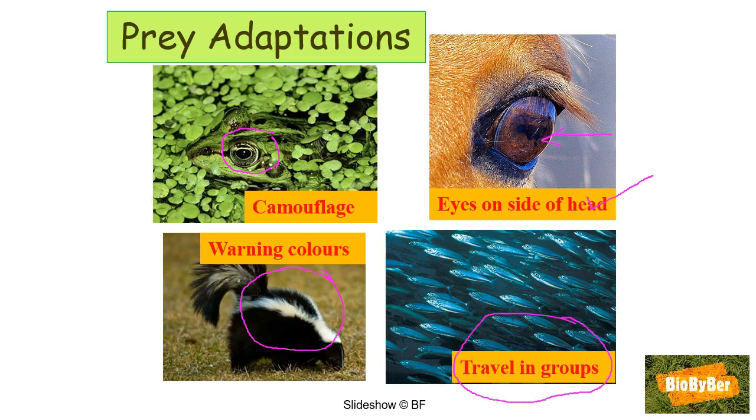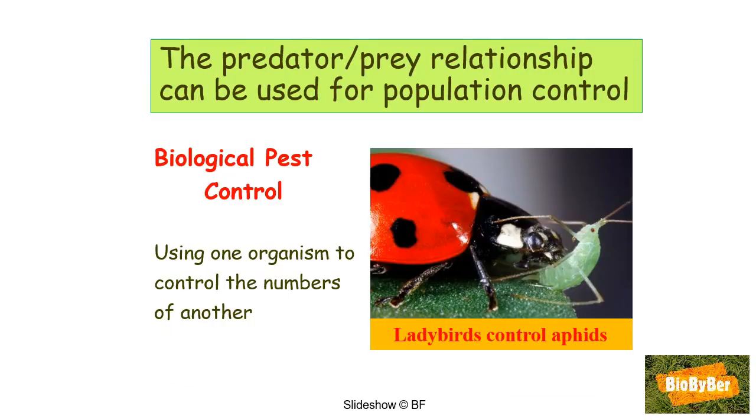If you travel in a group, you are going to be more protected than traveling on your own. Surely you won't be the one that's picked on. What's interesting here is that the predator-prey relationship can be used for population control.